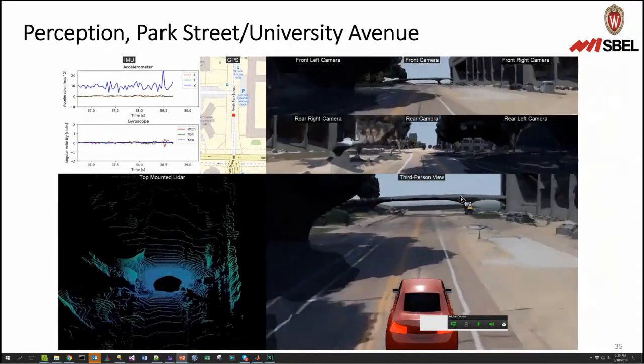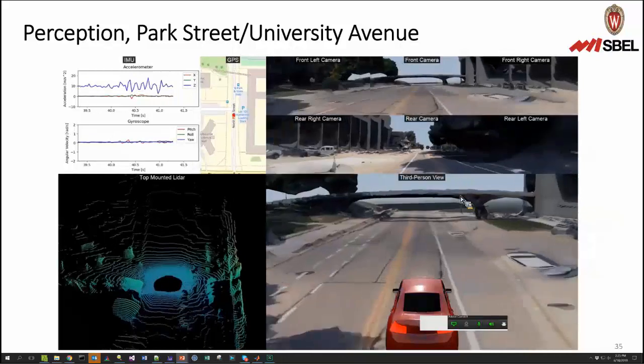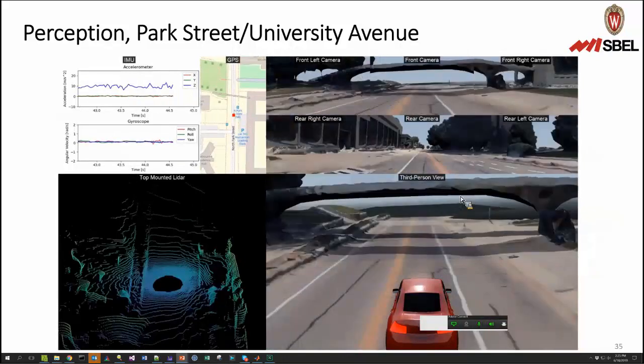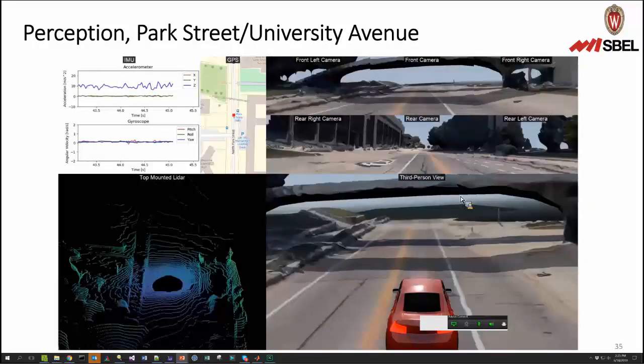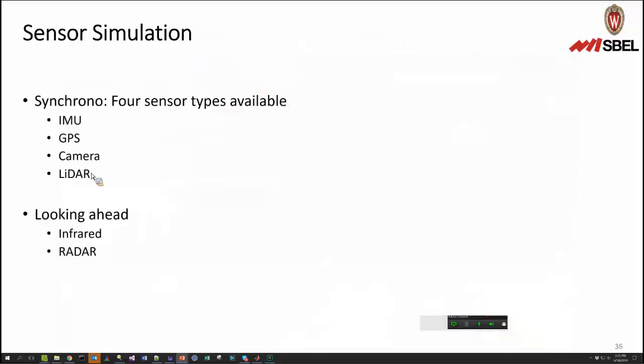This is what the sensors pick out of that virtual world that was generated by a plane flying over that street. So sensor simulation right now, what we simulate is the IMU, GPS, camera, and LiDAR. Perhaps looking ahead, we might be interested in infrared and radar, although these are not pressing. They're not on our radar, so to speak, right now.